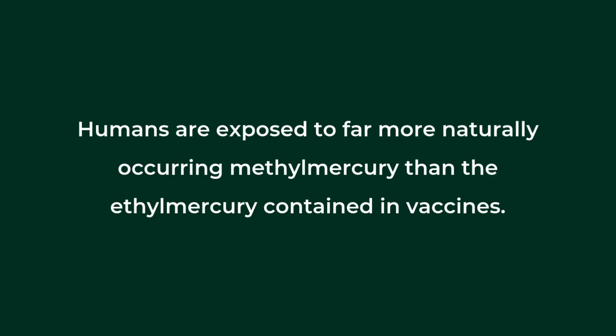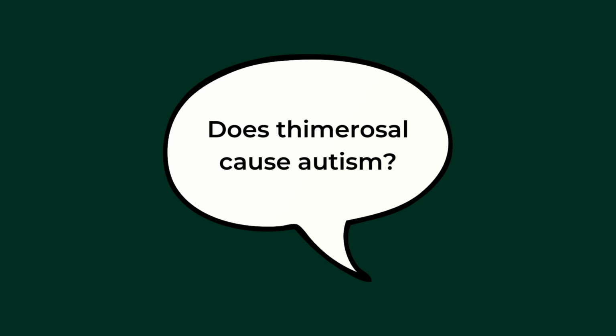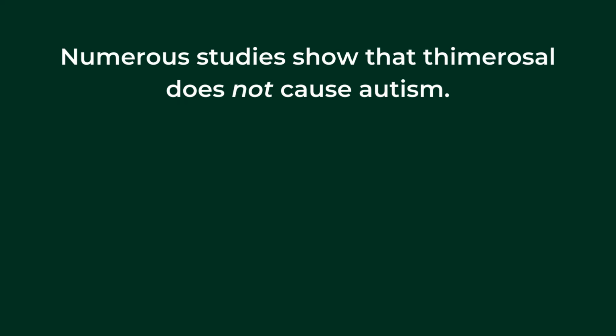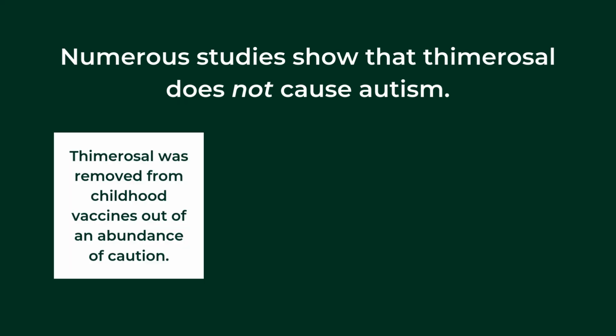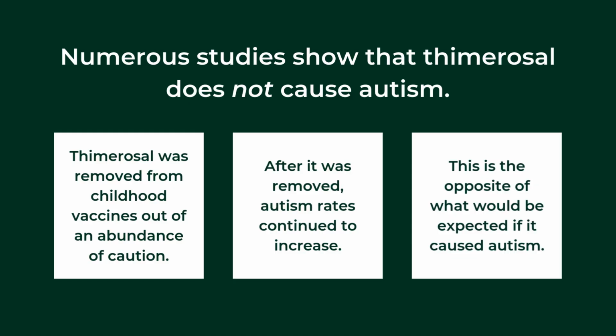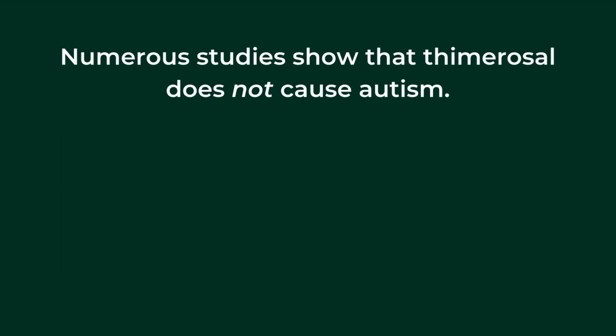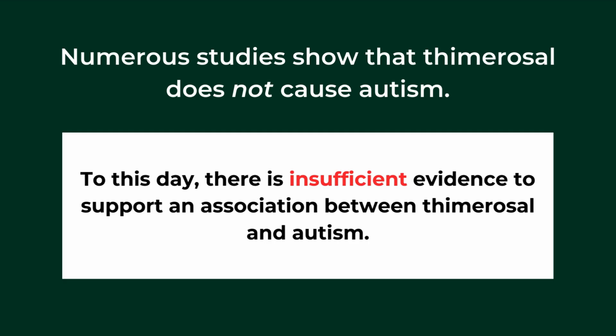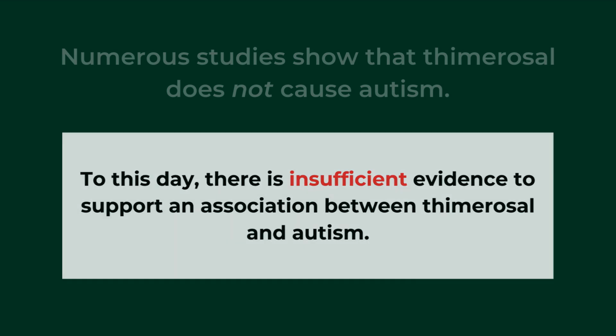Humans are exposed to far more naturally occurring methylmercury than the ethylmercury contained in vaccines. Some parents were also concerned that thimerosal could cause autism. However, numerous studies have refuted this claim. Thimerosal was removed from childhood vaccines out of an abundance of caution, and even after it was removed, autism rates continued to increase, which is the opposite of what would be expected if it caused autism. To this day, there is insufficient evidence that demonstrates an association between thimerosal and autism.